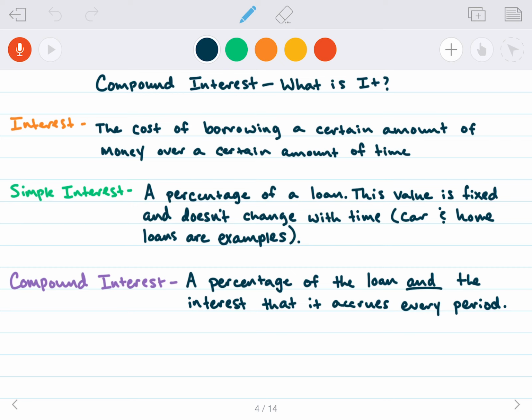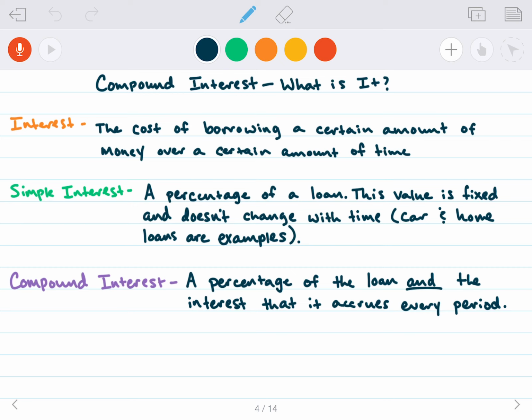The first one is interest, and that's just the cost of borrowing some amount of money over a certain amount of time. So if you buy a new car, you are given some kind of interest rate. Right now, they're pretty ridiculously high, to be honest, but basically you're paying a percentage of how much the car costs in order to pay that amount over time. Like, you don't have to pay it all at once. The interest rate allows you to slowly pay off some kind of loan.